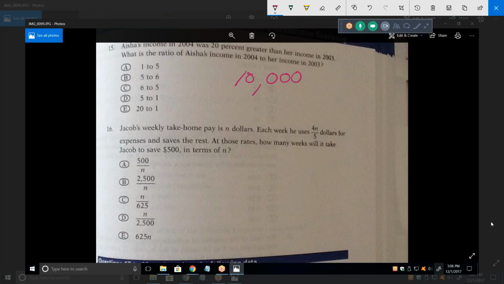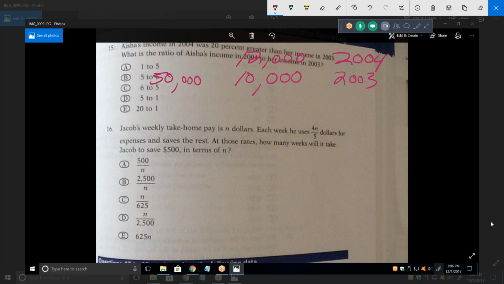What is her income in 2004? It's 20% greater than 2003. Is the 10,000 her 2003 income? Uh-huh. So 20% of 10,000 would be 2,000, right? So 12,000? Yes, that's why I would have picked 10,000 instead of 50,000. Okay. You picked 50,000. We could have still done the problem. It's just the math is harder.